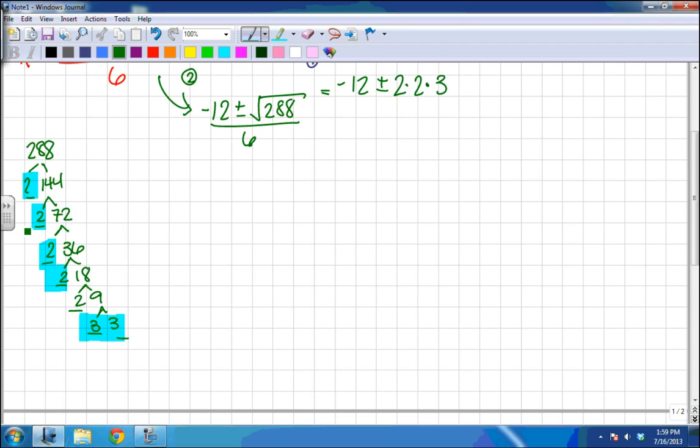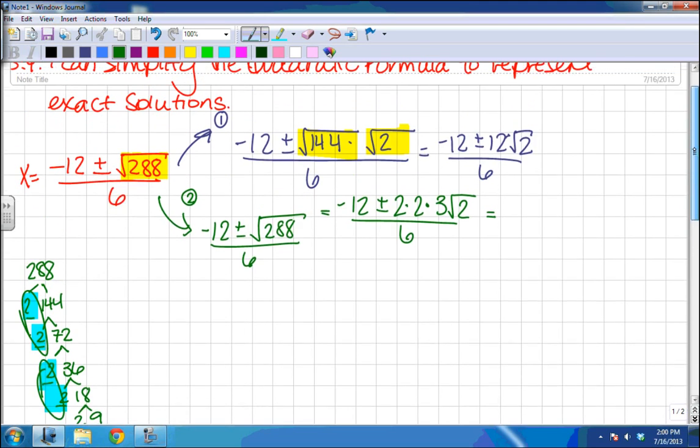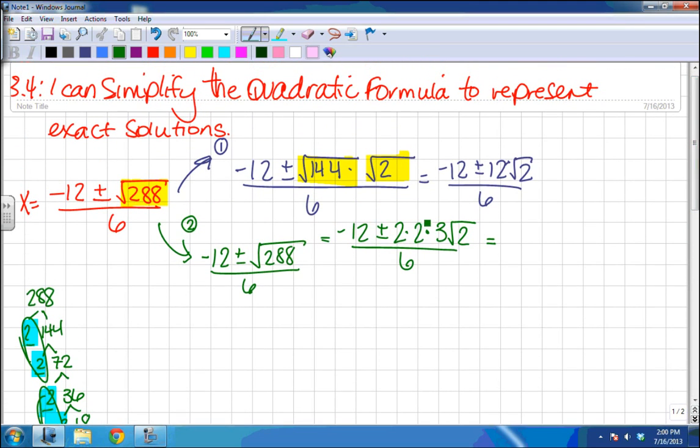So that means I can pull out 2, another 2, and a 3. What's left on the inside is what I have left over. So there's a square root of 2 on the inside, all over 6. I can now go back up here and simplify that 2 times 2 times 3. 2 times 2 is 4, 4 times 3 is 12, so I end up getting the exact same answer no matter what method I choose.